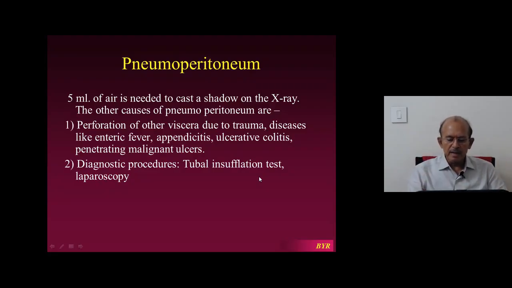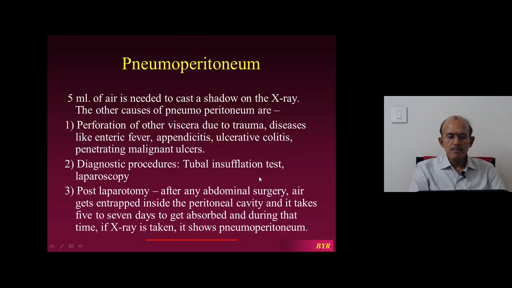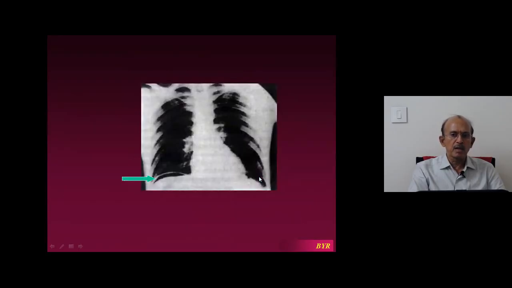After the tubal insufflation test, if you take an X-ray, you will notice air in the peritoneal cavity as a crescentic shadow under the dome of the diaphragm. After laparotomy also, if you take the X-ray, then air will be seen. After any abdominal surgery, air gets entrapped inside the peritoneal cavity and it takes 5 to 7 days to get absorbed, and during that time, if an X-ray is taken, it shows the pneumoperitoneum.